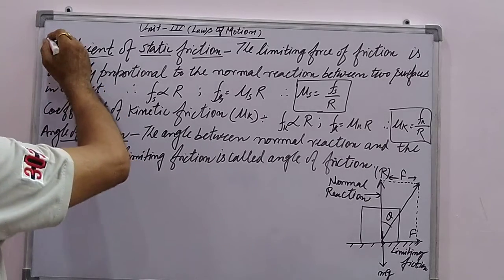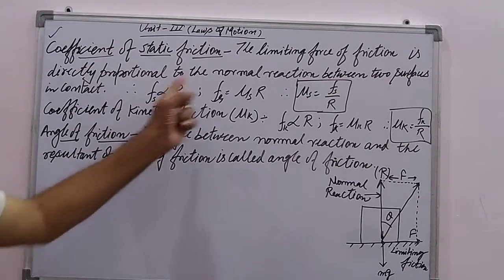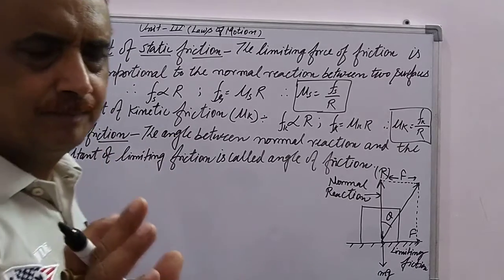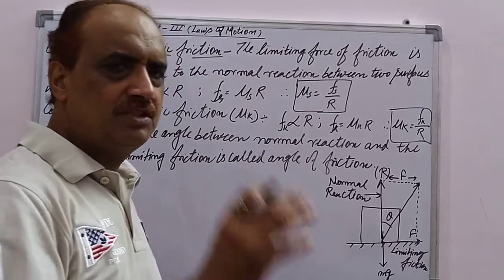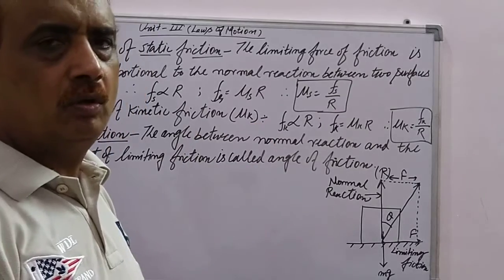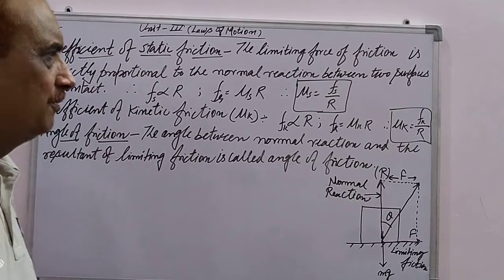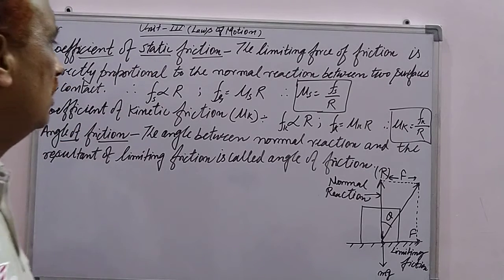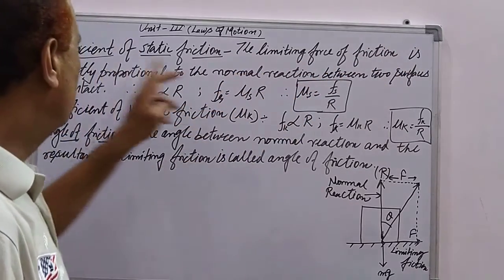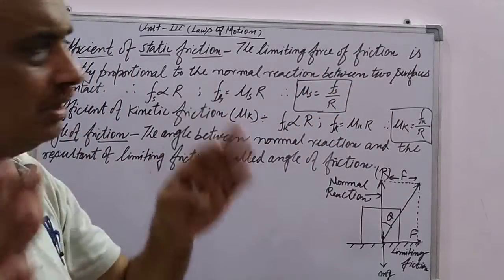Now the first definition is the coefficient of static friction. It means the limiting force of friction is directly proportional to the normal reaction. That is the law of friction, where the static force of friction is directly proportional to the normal reaction. From that law of friction we can find out the value of the coefficient of static friction. So the definition of the coefficient of static friction is that the limiting force of friction is always directly proportional to the normal reaction between the two surfaces in contact.